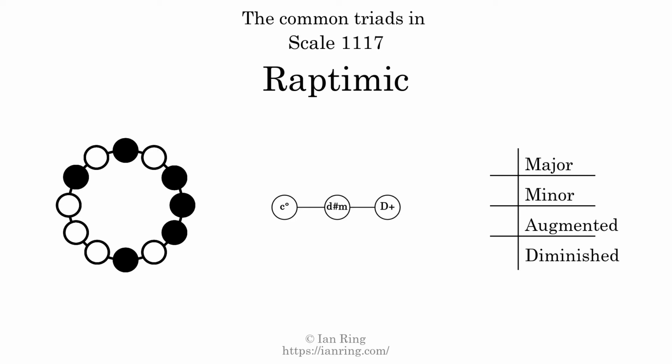Here are the common triads present in this scale. The diagram in the center is a graph of parsimonious voice leading between triads. There are no major triads. There is one minor triad. There is one augmented triad. There is one diminished triad. Here is a Hamiltonian path of parsimonious voice leading that uses all the triads.